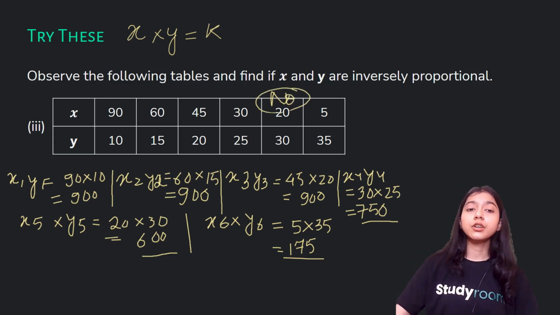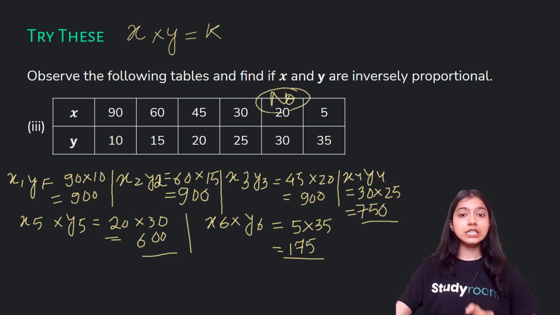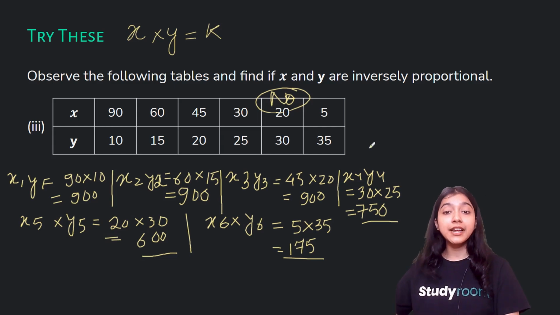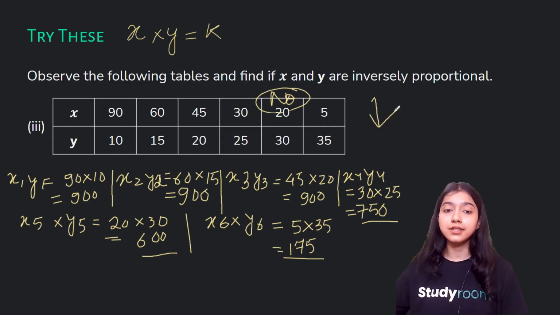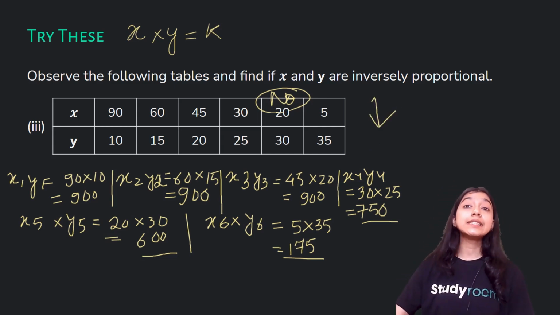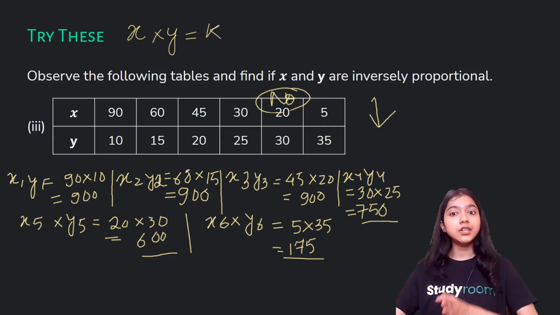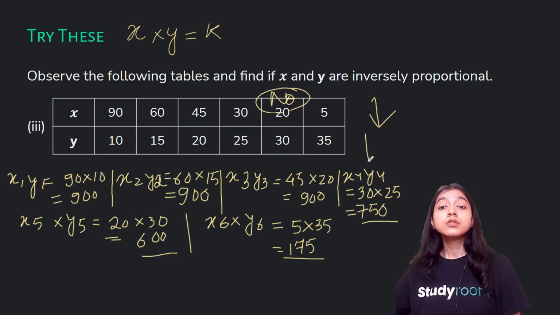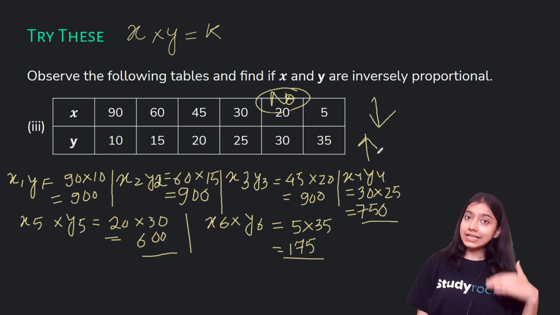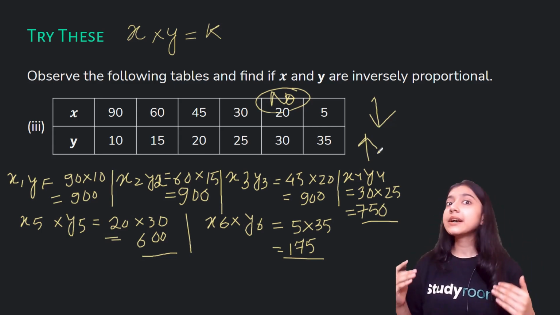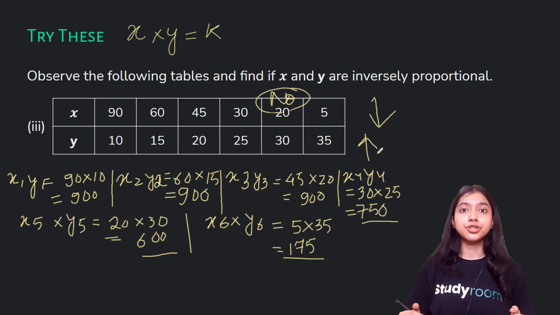Just make an observation over here. The value of x, what is happening? From 90, it is becoming 60, 45, 30, 25. That means the value of x is decreasing and the value of y is increasing. From 10, it is becoming 15, 20, 25, 30, 35. So, x is decreasing, y is increasing. But still, it won't be in inverse proportion.